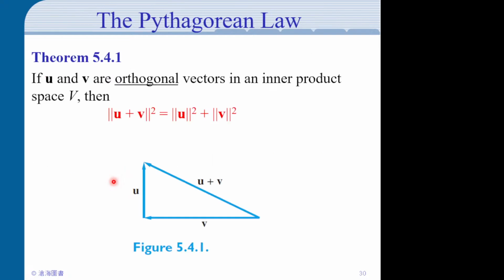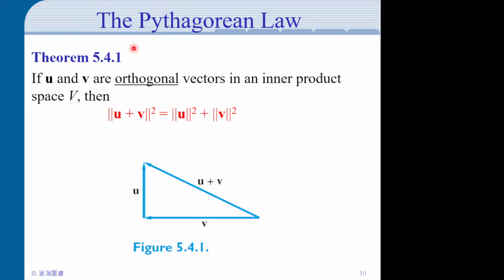And then we have our first theorem, the Pythagorean law on an arbitrary vector space. It says that if you have two orthogonal vectors u and v, then the length of u plus v squared equals the length of u squared plus the length of v squared. So this length squared equals this length squared plus this length squared.